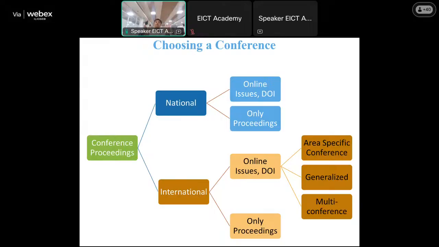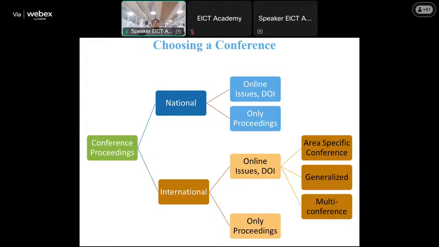TENCON is a Region 10 conference, where our India lies. It is the Region 10 biggest conference, so that is a generalized conference. Over there, you can expect more than 1000 or 1500 papers presented across the 4 days. That is a generalized conference where any electrical, electronics, or computer person will submit an article.